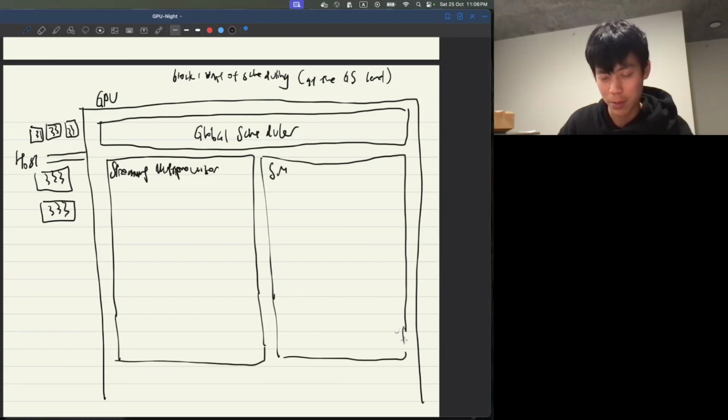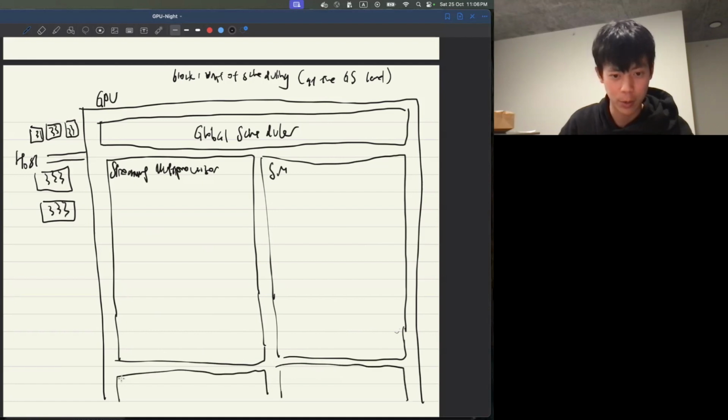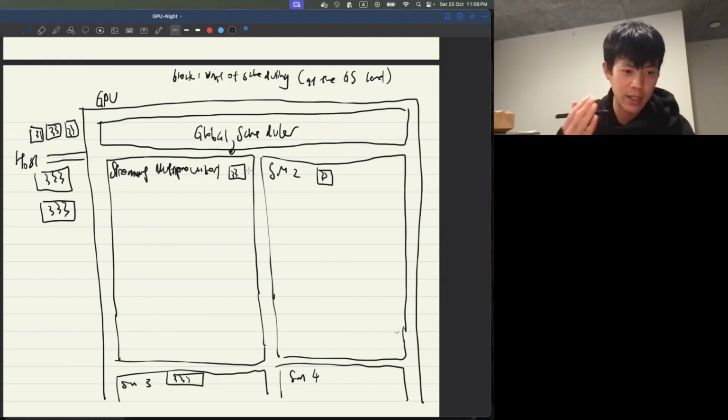Sorry, let me just complete my picture. There can be more streaming multiprocessors. So this global scheduler will say something like, okay, streaming multiprocessor one, let me give you a block. So it gives it a block. Streaming multiprocessor two, let me give you a block. Streaming multiprocessor three, let me give you a big block. It schedules things on a block level. But is its job really that easy? I will talk more about it later on.